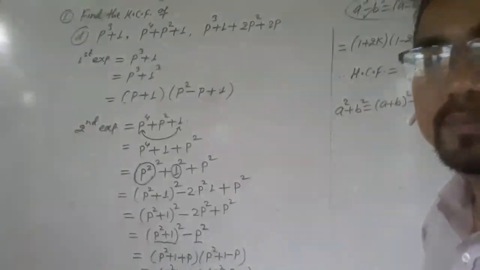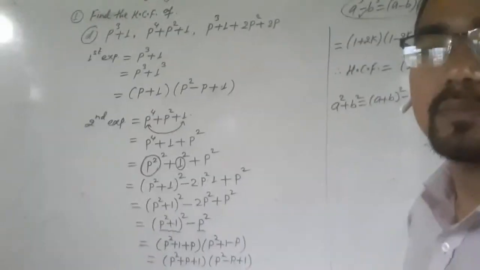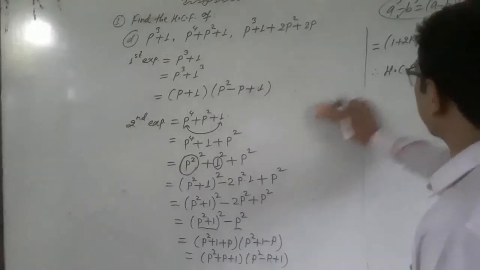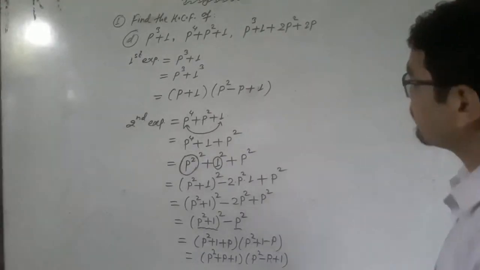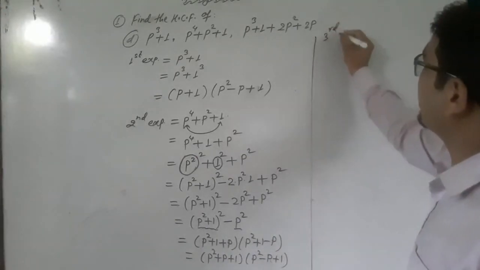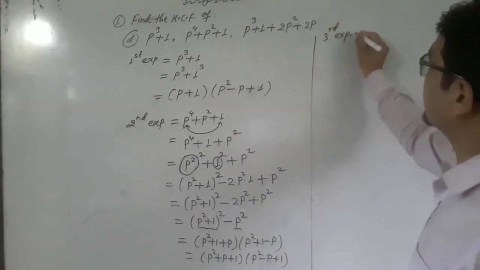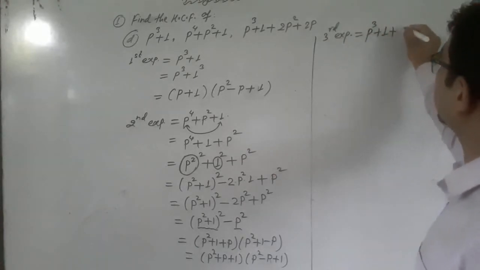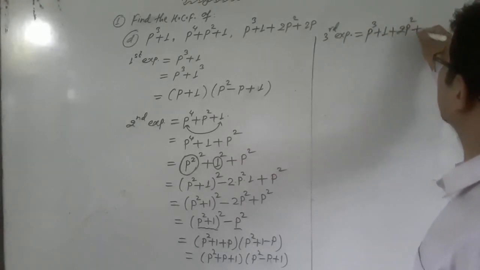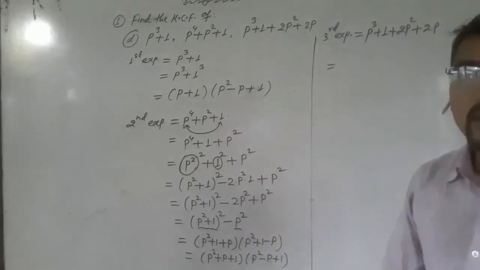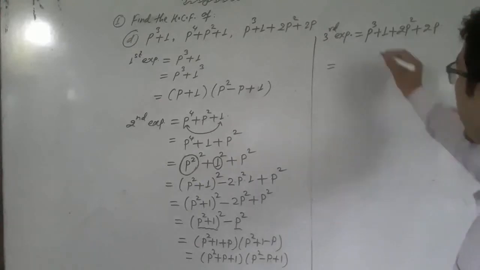After this, we have the last expression, the third expression. Everybody, you did nicely. The third expression is p cube plus 1 plus 2p square plus 2p. Everybody, you can see here are 4 terms, so better you arrange these terms.